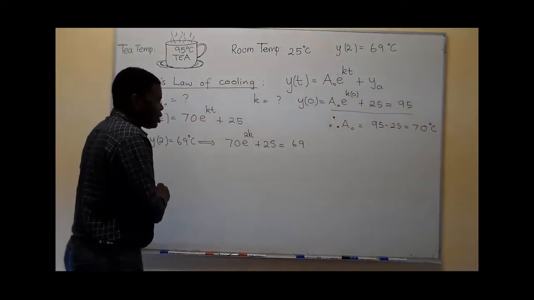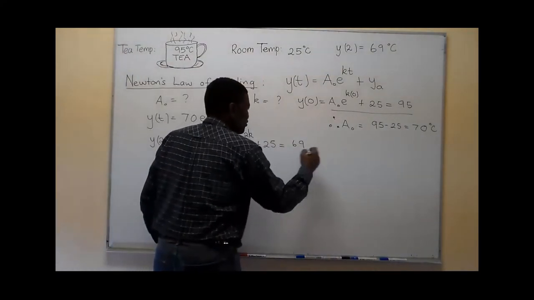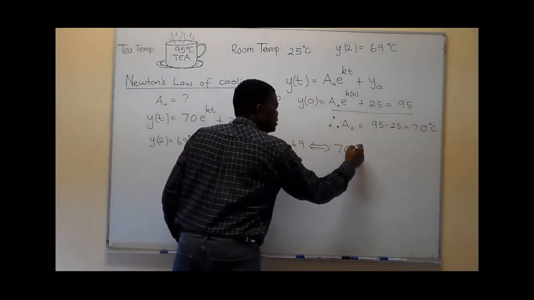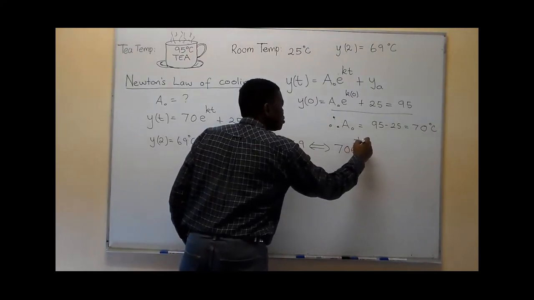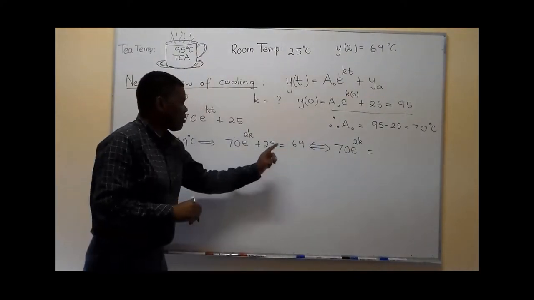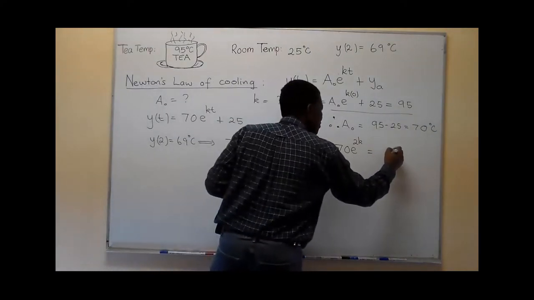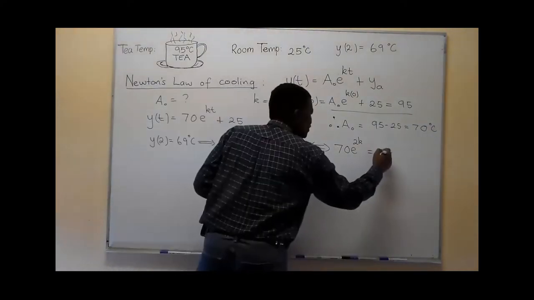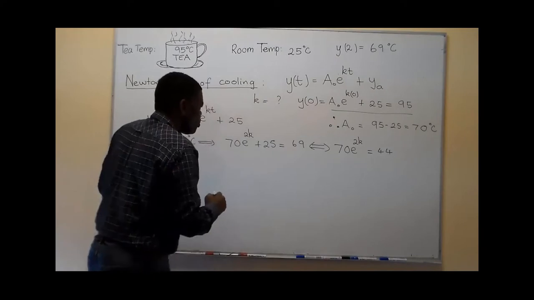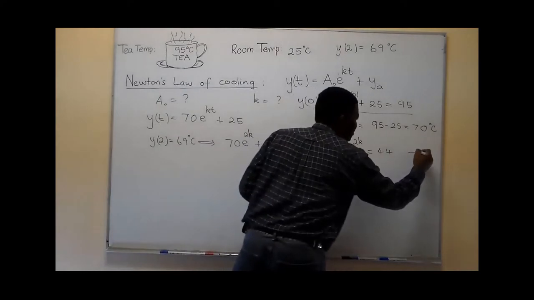Then what I'm going to do now is subtract 25 on both sides, and this equation is equivalent to 70 e to the power 2k equal to 69 minus 25, which is 44. Then we continue by dividing both sides here by 70.